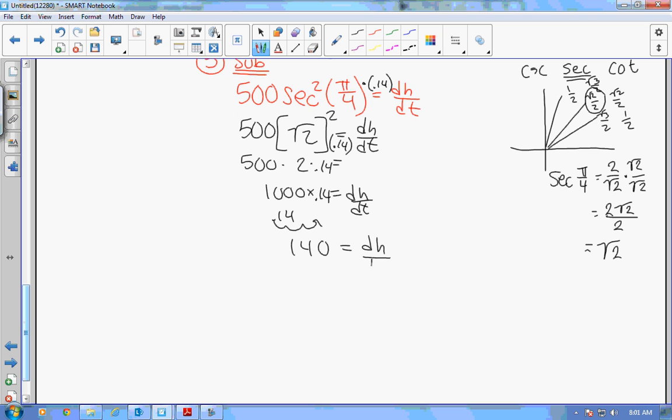What would the units be on this? Height over time, what are the units? Yeah, I believe this is in feet. Yep, feet per second. Well, let's see. Yep, radians per minute. So you're right. Okay, so when theta reaches pi over 4, the height is increasing at 140 feet per minute.